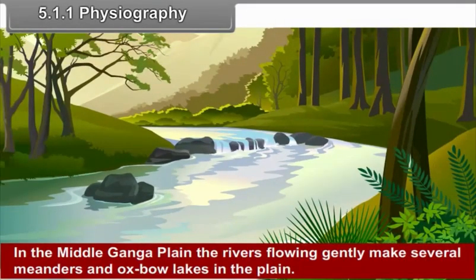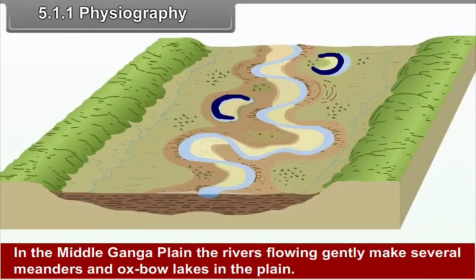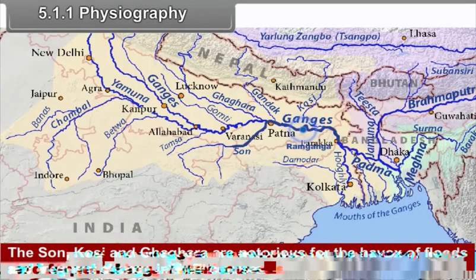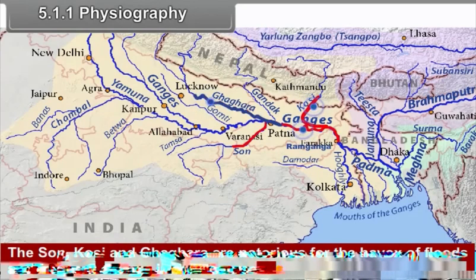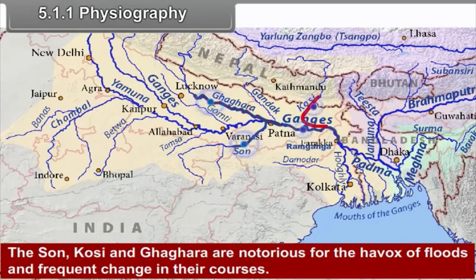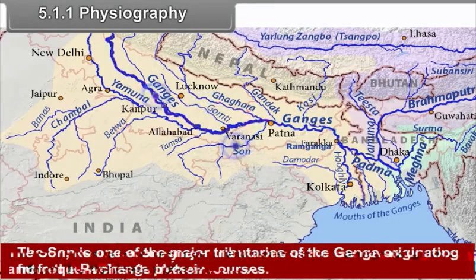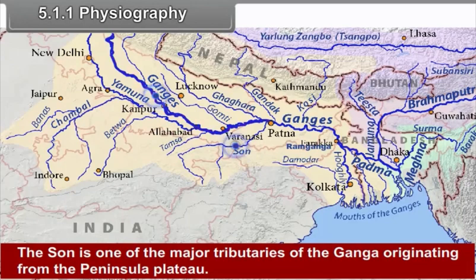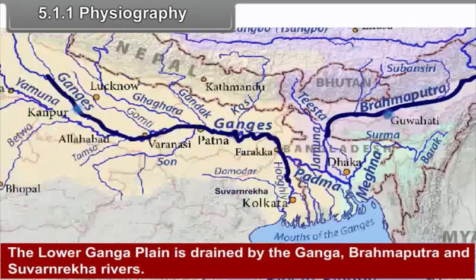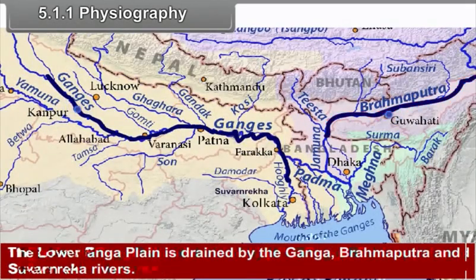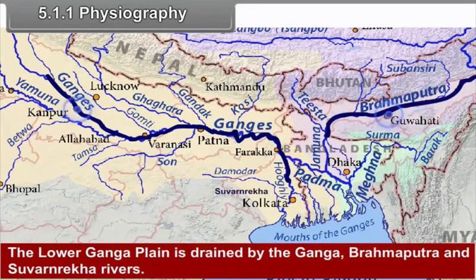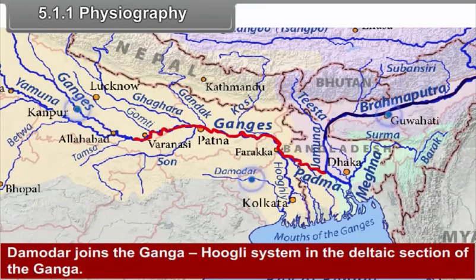In the Middle Ganga Plain, the rivers flow gently and make several meanders and oxbow lakes in the plain. The Son, Kosi and Ghagra are notorious for the havoc of floods and frequent changes in their courses. The Son is one of the major tributaries of the Ganga, originating from the Peninsular Plateau. The Lower Ganga Plain is drained by the Ganga, Brahmaputra and Suvarnarekha rivers. The Damodar joins the Ganga-Hooghly system in the deltaic section of the Ganga.